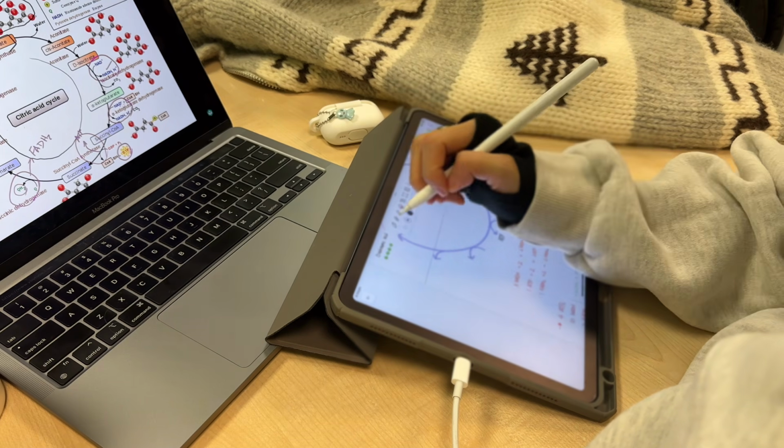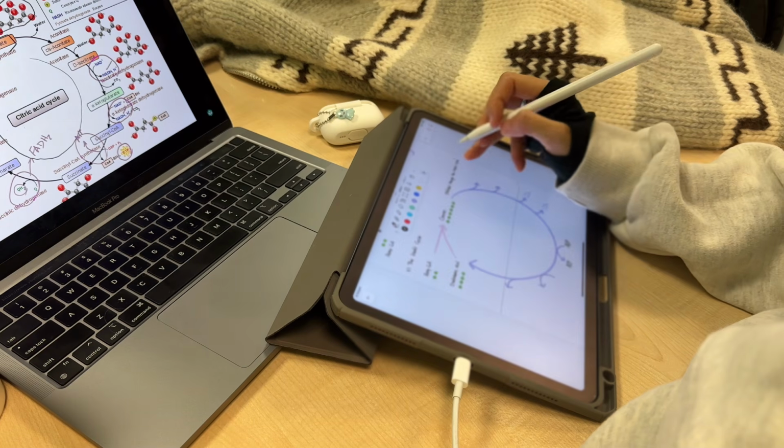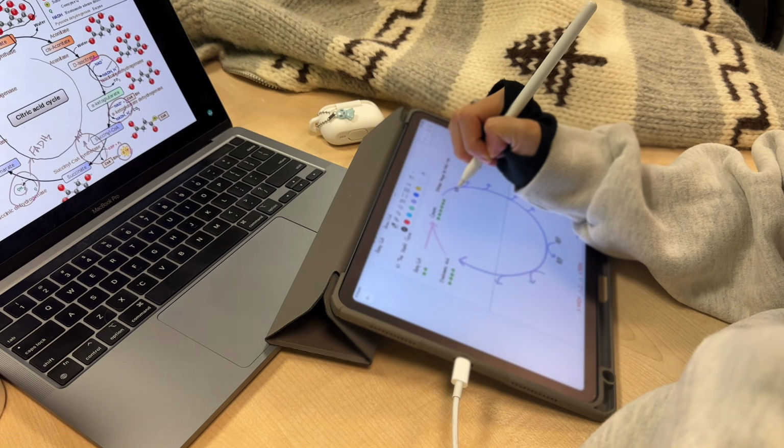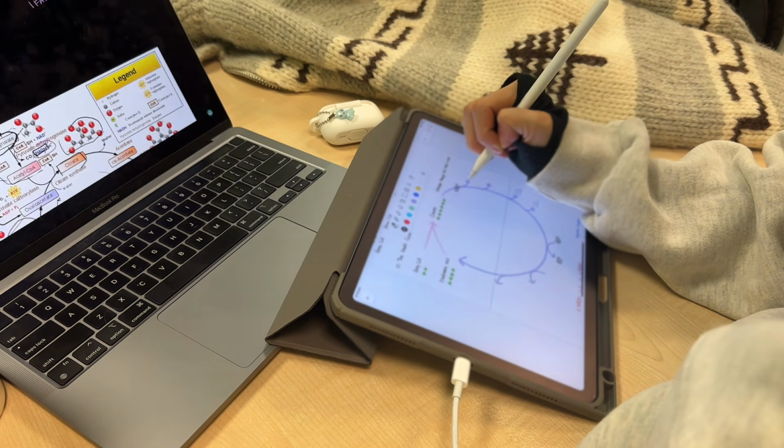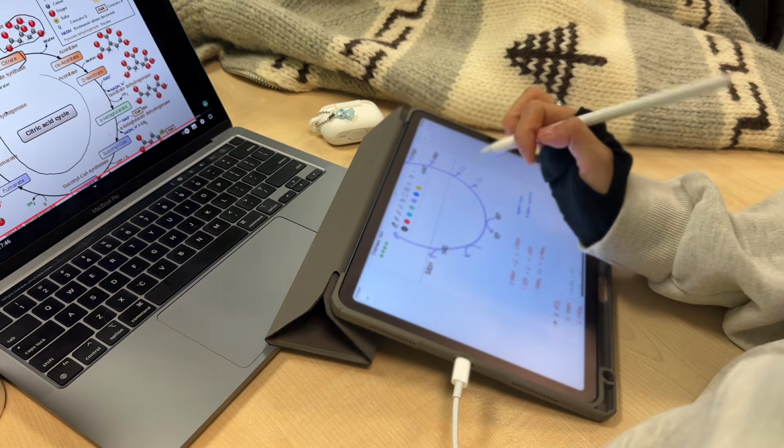For each pyruvate, we produced 1, 2, 3, 4 NADHs. We produced 1 ATP and 1 FADH2. That's exactly what we saw.